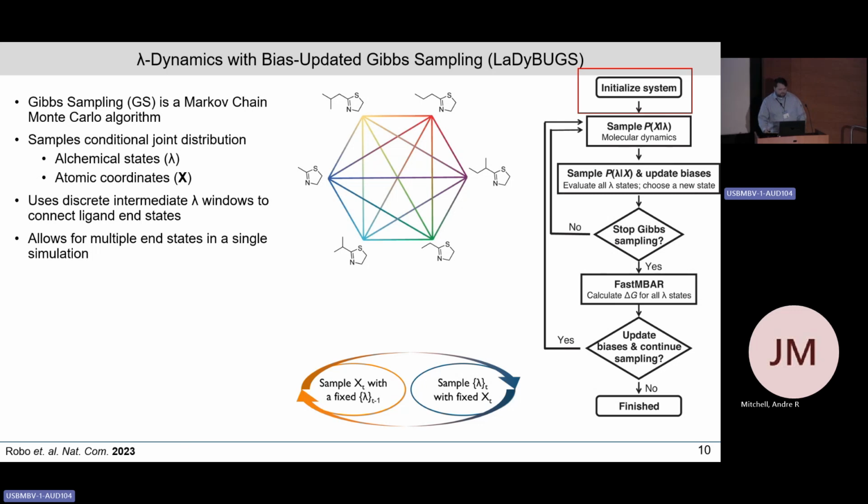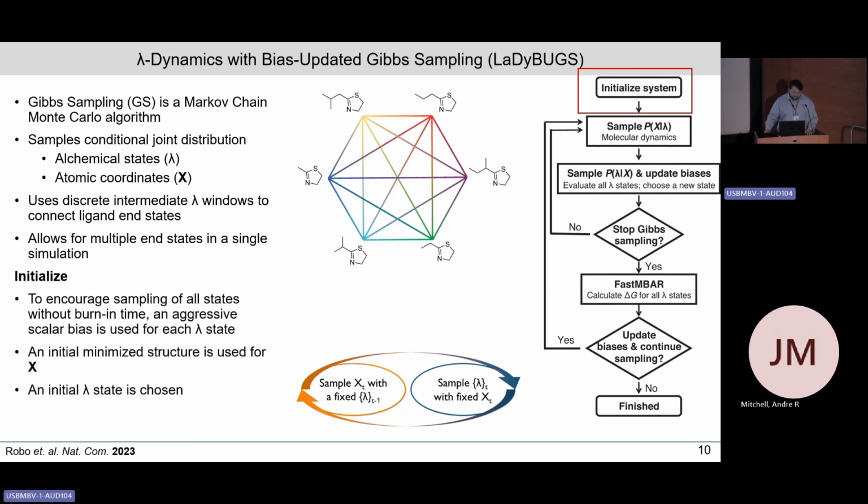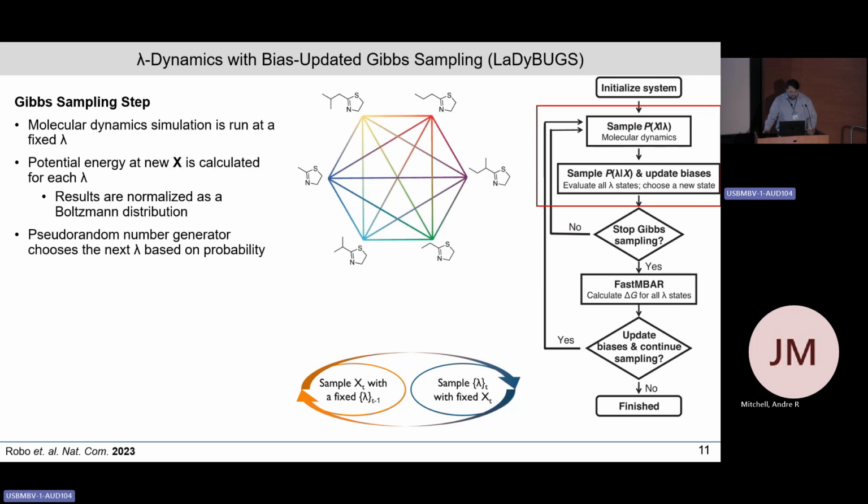And so the first thing we have to do when we're setting up our lambda dynamics simulation is initialize the system. To encourage the sampling of all the states without that burn-in time for bias identification, we use an aggressive scalar bias on each lambda state to start with. And then to set our initial coordinates, we use our initial minimized structure, and an initial lambda state is chosen. And then we can start our Gibbs sampling step.